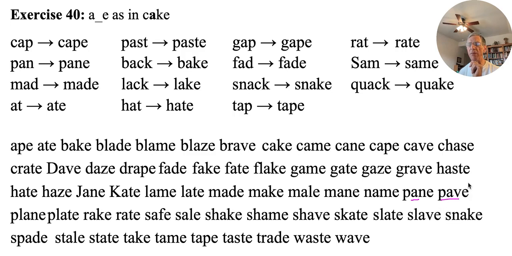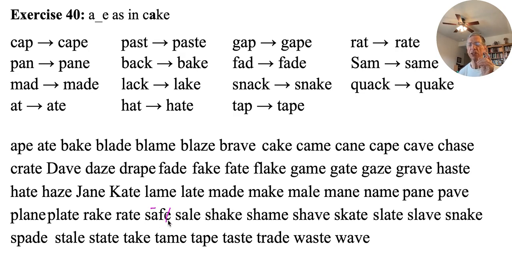Next we have pave, pave the street. Plane, this is plane like an airplane, plane. Next we have plate, put your food on the plate. Rake, rake the leaves in the fall. Rate, this is how fast. So what is your reading rate? How fast are you reading the words in the Natural Phonics Primer when you do your timings?